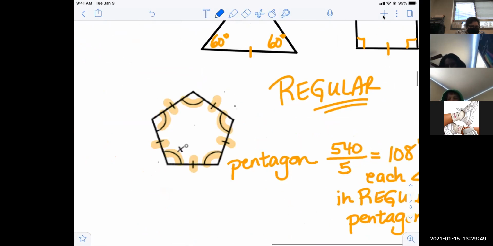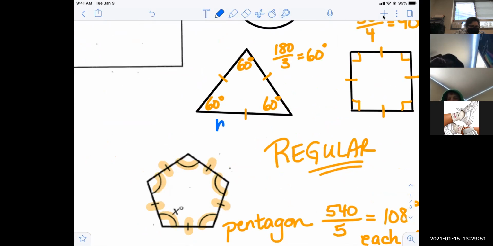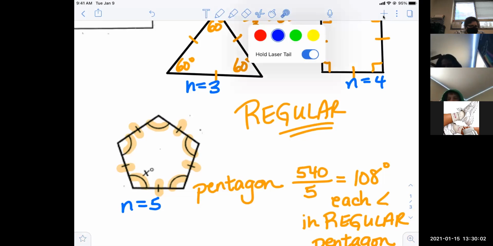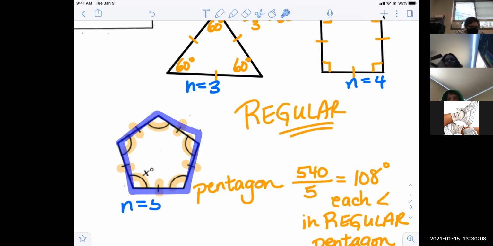So on a triangle, n equals 3. On a quadrilateral, n equals 4. On a pentagon, n is 5. And again, n can be either the number of sides, 1, 2, 3, 4, 5 sides, or it can be the number of vertices, 1, 2, 3, 4, 5 vertices, or it can be the number of angles, 1, 2, 3, 4, 5 angles.